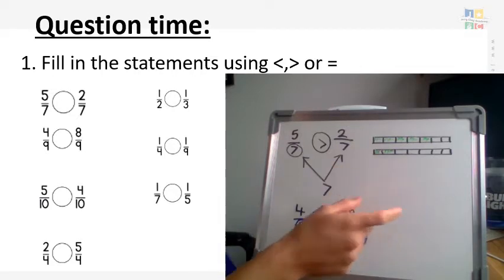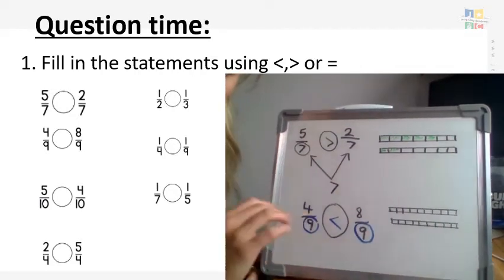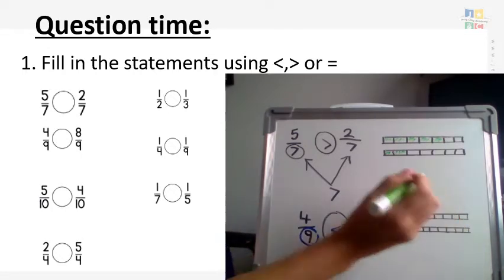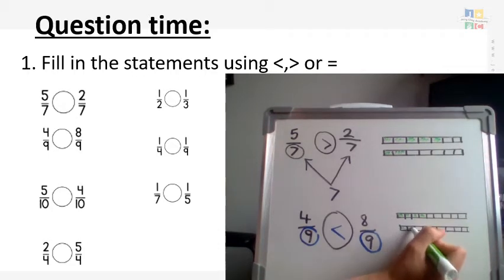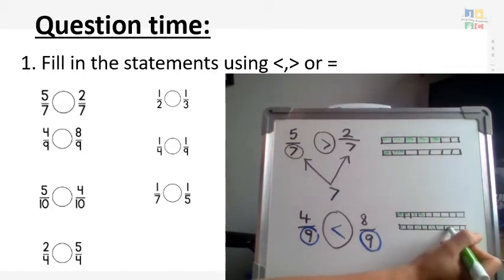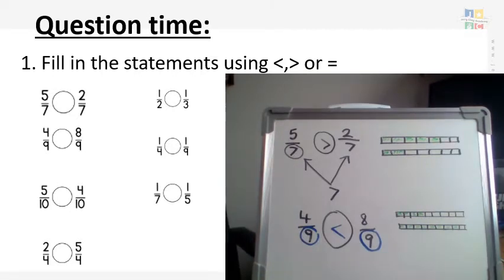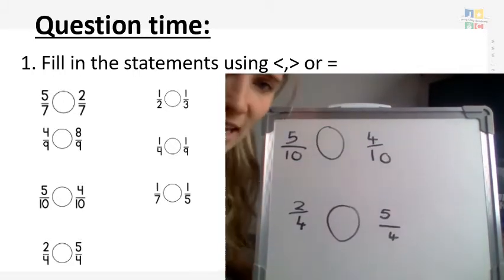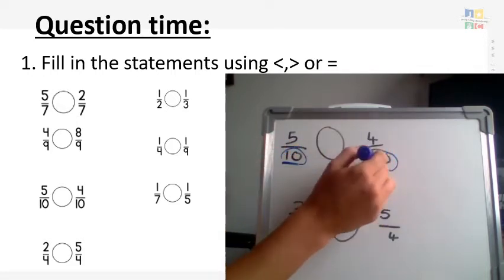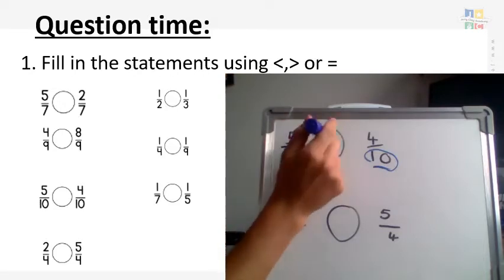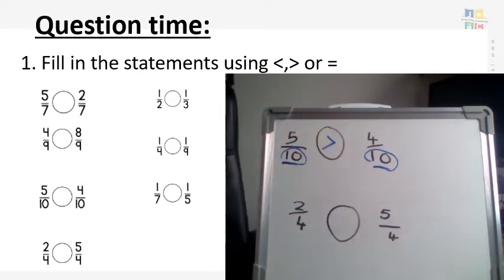If I was to check this, I could draw a bar model. So now I have drawn my bar model. If I coloured in 4/9, 1, 2, 3, 4, and then coloured in 8/9, 1, 2, 3, 4, 5, 6, 7, 8, we can see that 8/9 is greater than 4/9, or if we say it this way, 4/9 is less than 8/9. So if we had a look at my next one, 5/10 and 4/10, again we can see they've got the same denominator, so we can look at our numerator and see which one is bigger. We know that 5/10 is greater than 4/10.